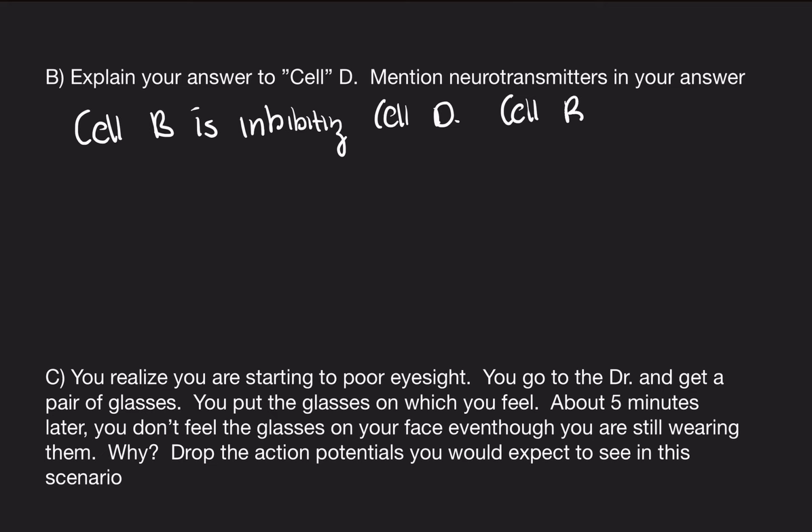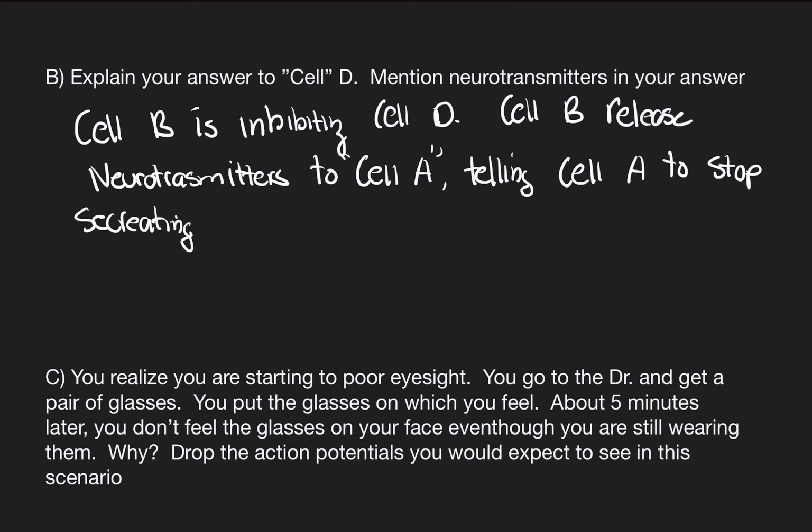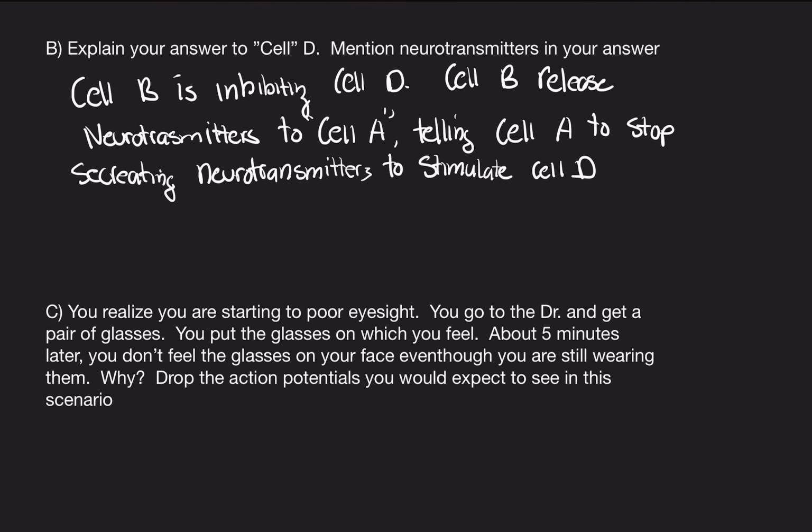So cell B releases neurotransmitters to cell A, telling cell A to stop secreting neurotransmitters to stimulate cell D. Okay, let me reread that. Cell B is inhibiting cell D. Cell B releases neurotransmitters to cell A, telling cell A to stop secreting neurotransmitters to stimulate cell D.